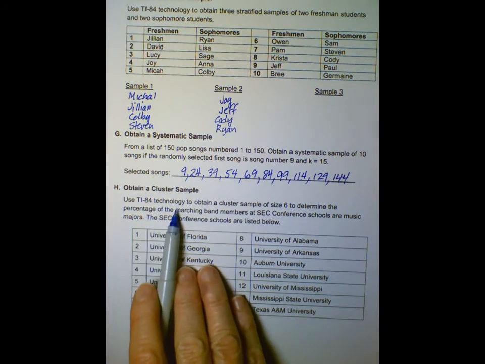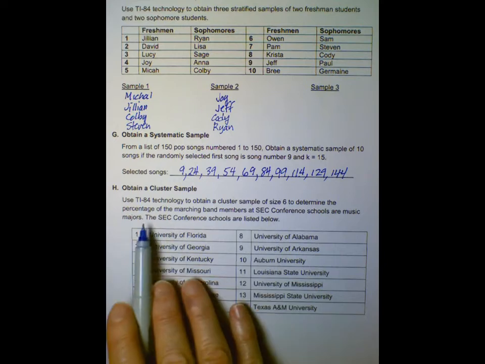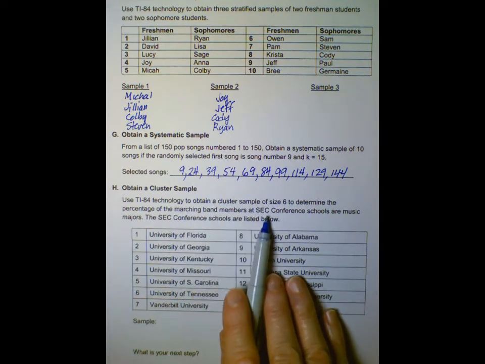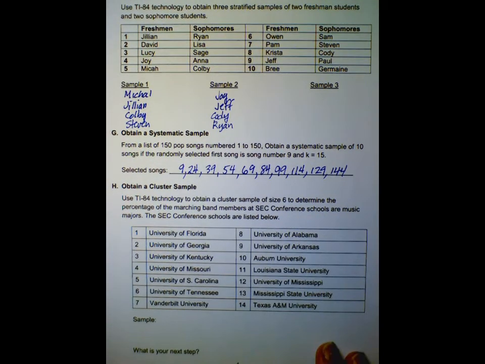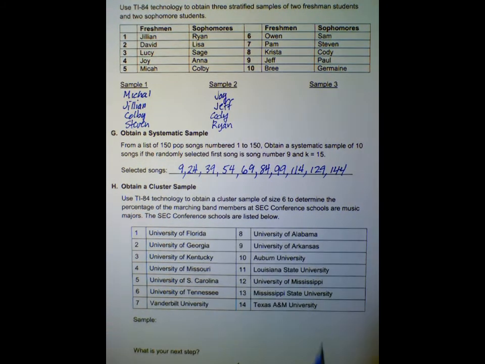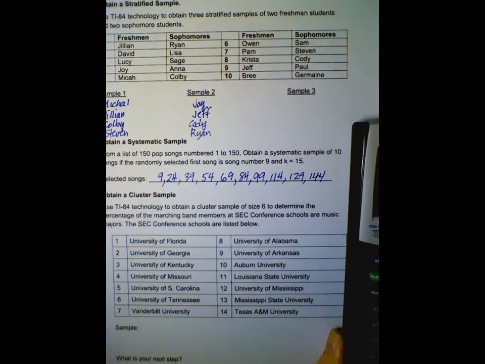Okay, finally, let's look at cluster. Use TI-84 technology to obtain a cluster sample of size 6 to determine the percentage of the marching band members at SEC conference schools who are music majors. So here are the SEC conference schools. These are my clusters, okay? But I want to interview every single member of the marching band at that school, instead of randomly picking marching band members at all the schools. We're going to focus on 6 schools that we randomly pick, and then we will see what we do next. We'll talk about that. So our sample, I've got 1 to 14.